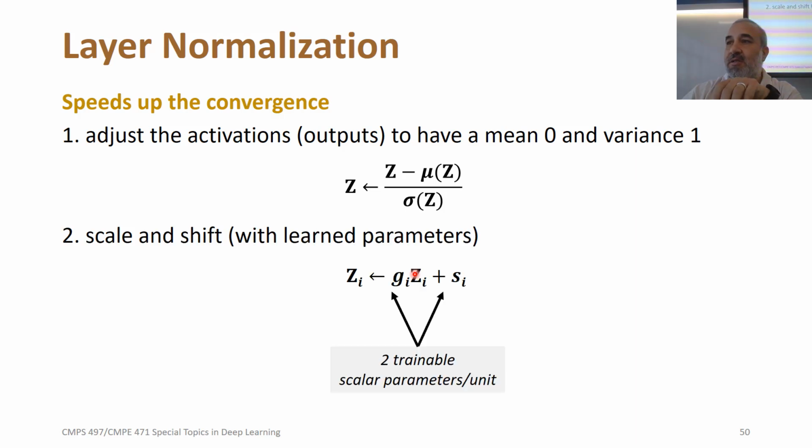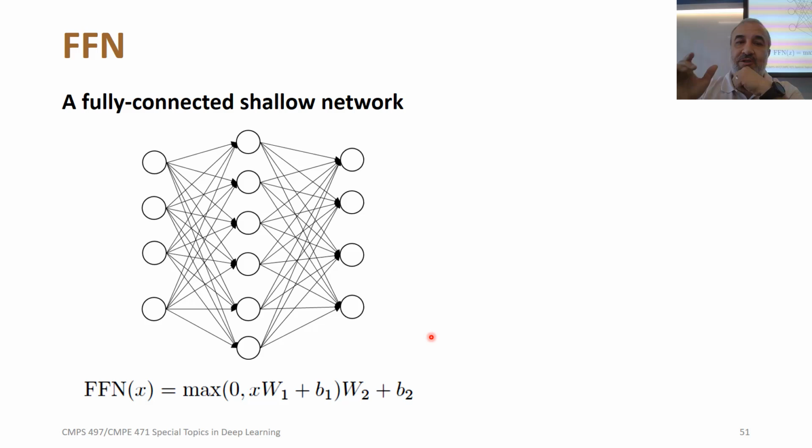Any question about that? So this is adding parameters: two parameters for each of the output values, not vectors, single values. So that's the layer normalization, and then the fully connected network. I think you are very familiar with that. This is just one hidden layer, as I told you. It's a shallow network. What is this?